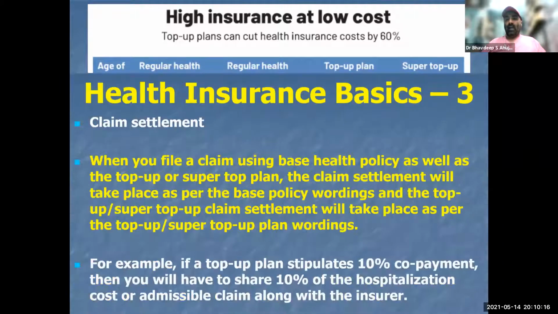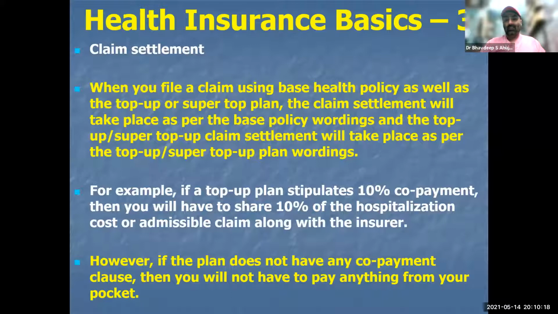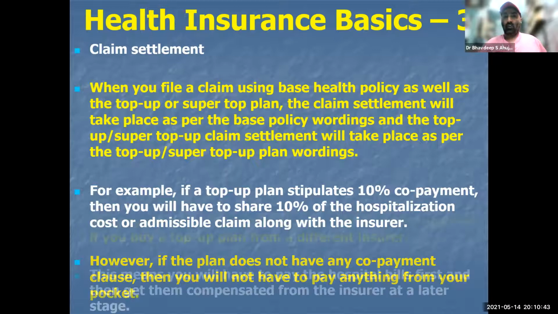So claim settlement, again, takes place as per the base policy wordings and, for the top-up, the top-up plan wordings. So policy document reading is very important. As I say, read the offer document, that is very important. Because they'll also have a limit, a co-payment clause, and sub-limits, all those things. So if your plan does not have a co-payment clause, then you don't have to pay anything. But if it does mention it, you need to be very sure about it.